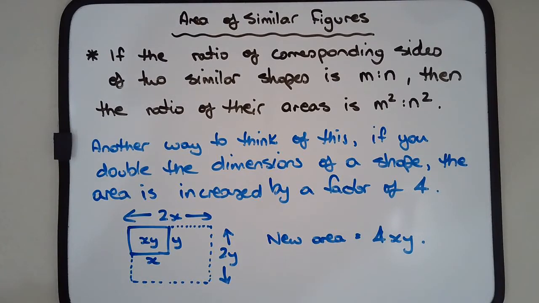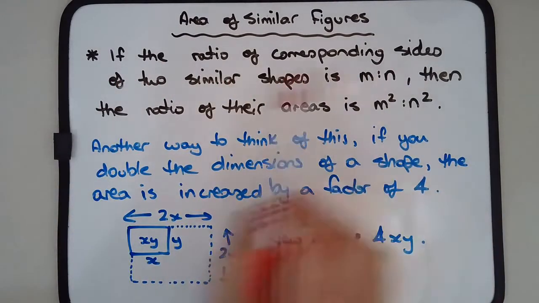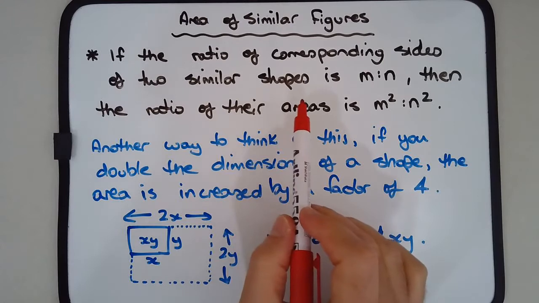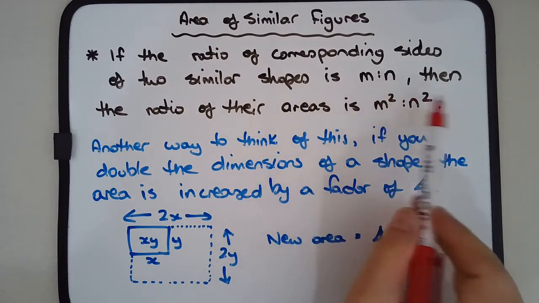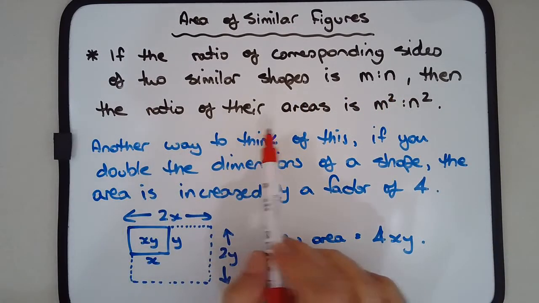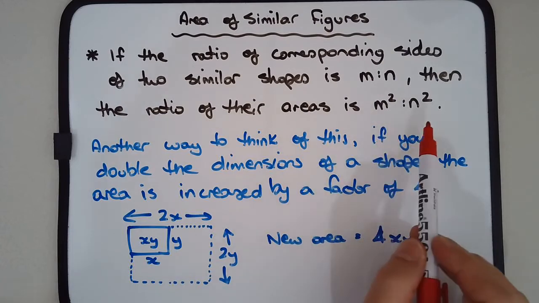In this video, we're going to explore area of similar figures, and in particular, the relationship between the ratio of, say, two corresponding sides with the ratio of their areas. So let's have a look at the first point. If the ratio of corresponding sides of two similar shapes is, say, m to n, then the ratio of their areas is m squared to n squared.